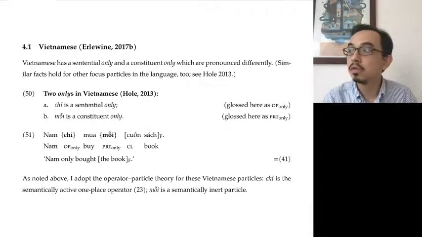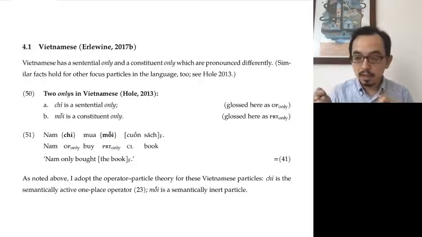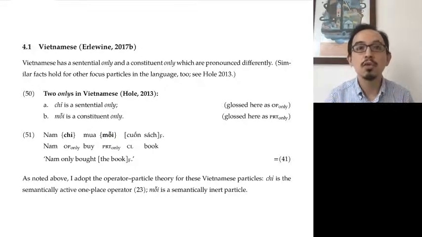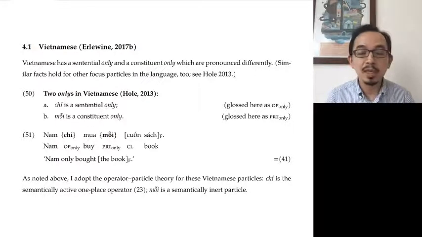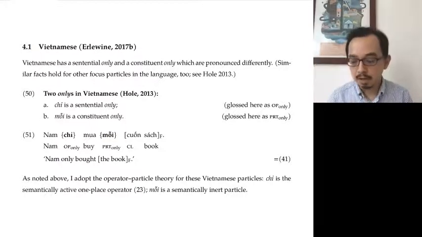The behavior of sentential and constituent only in English is very different. They differ in terms of their syntax, what they form constituents with, what they can associate with, and how they take scope. Those are some things that I introduced this morning. It's true that in English you can't pronounce both at the same time, and they're pronounced the same, so it's more challenging, just from English, to say that these are two different kinds of things.